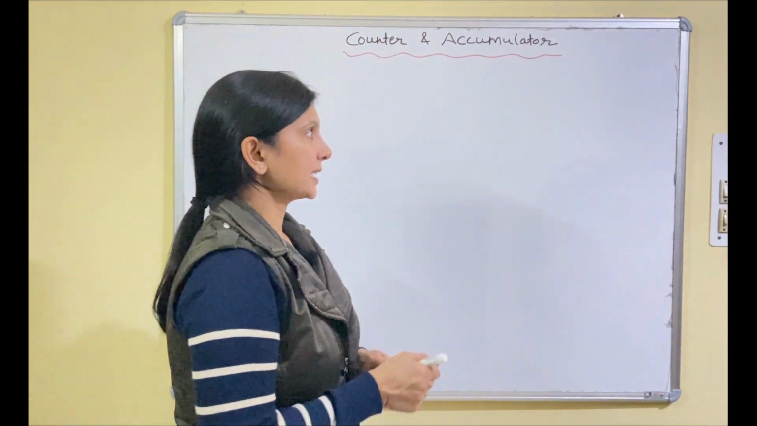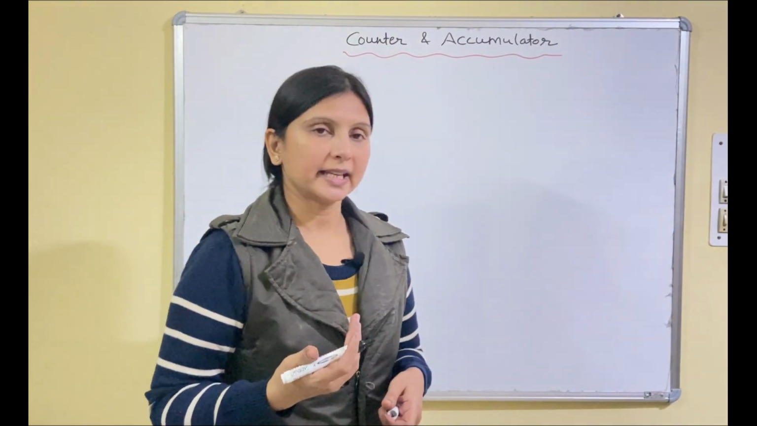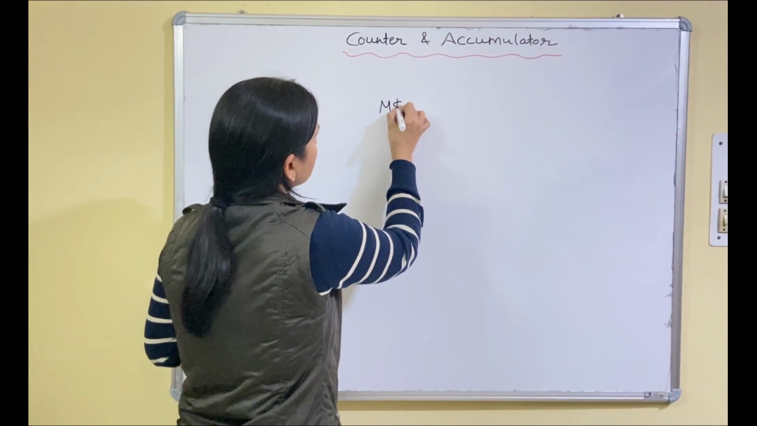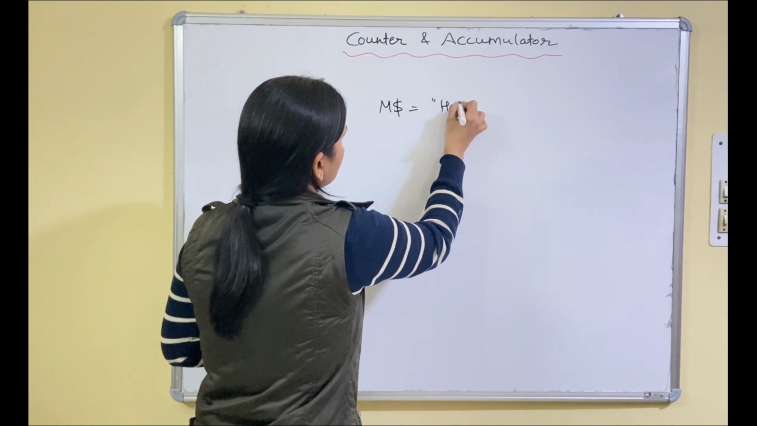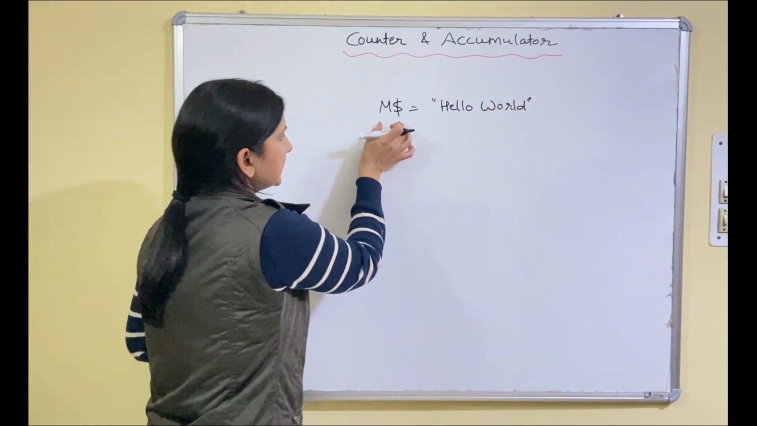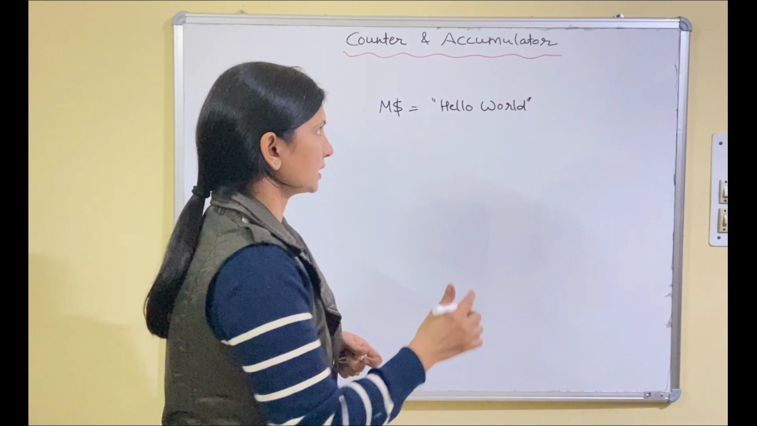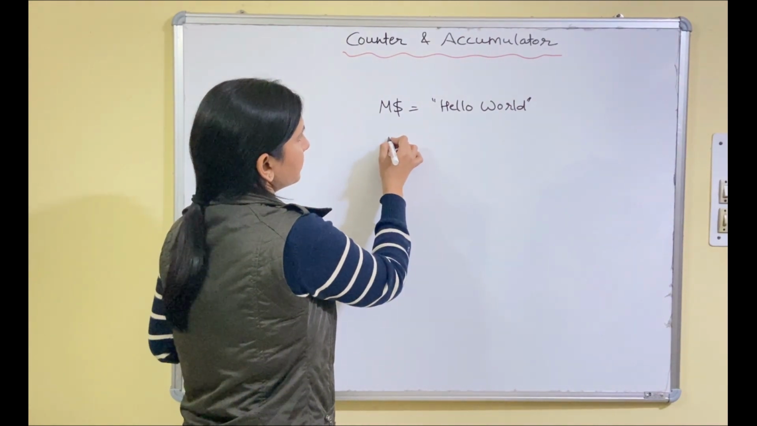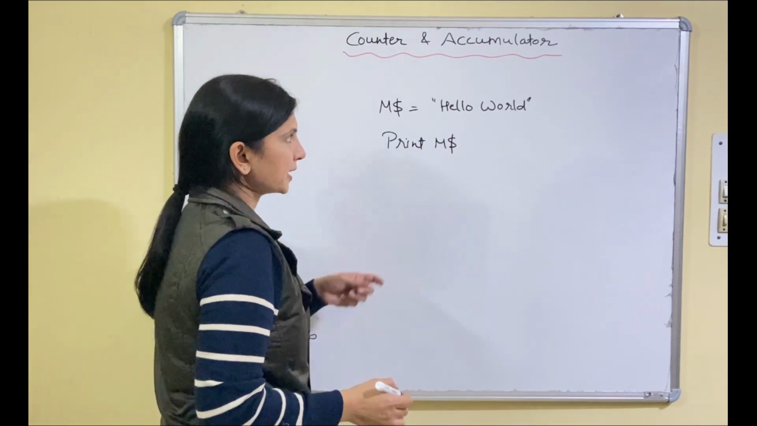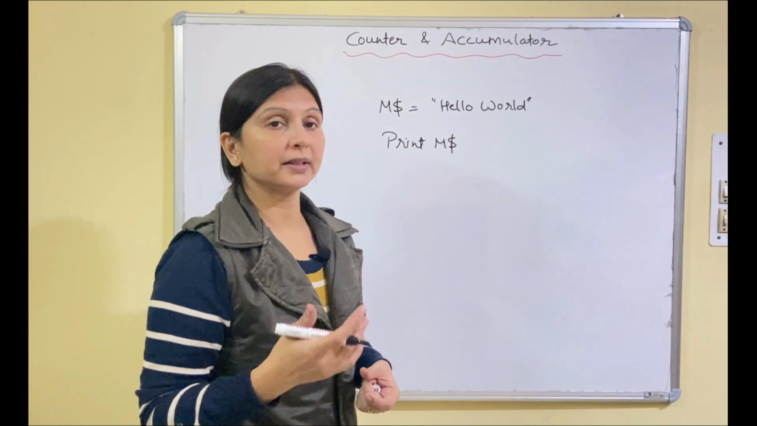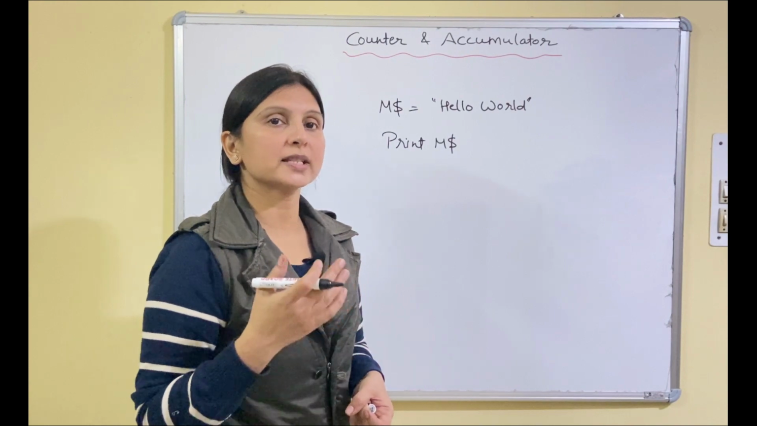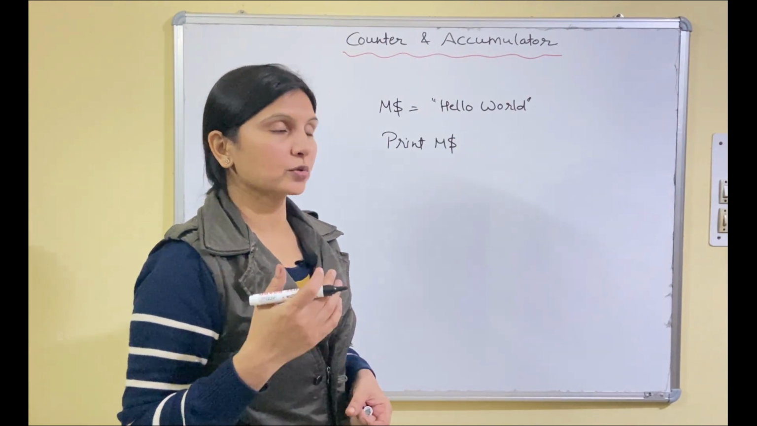Let's take an example. I want to repeat a message. I am taking a variable $, hello world. This is a message which I have assigned in an alphanumeric variable $. So if I say print $, it will display only once, but I want to repeat it 10 times. And I want to repeat it by using conditional goto statement. So how will I use conditional goto statement?